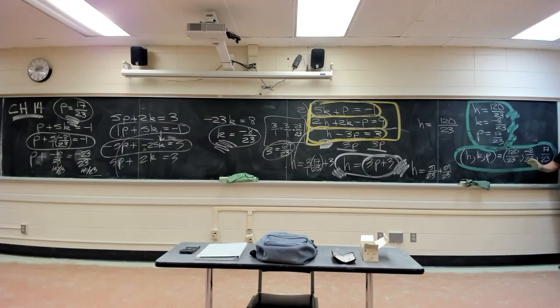120 over 23 is about 5 point something. Not too much more than 5, but it's more than 5. A little more than 5.2 maybe. For this one, a little more negative than negative 0.33. So maybe negative 0.34 or something. So around negative 0.34.